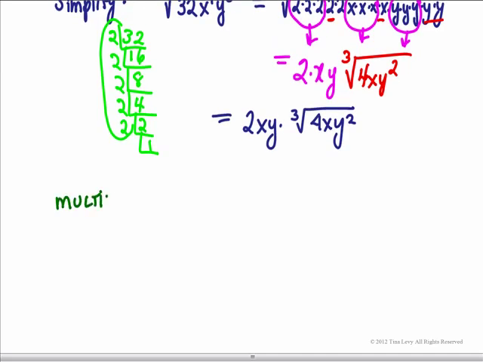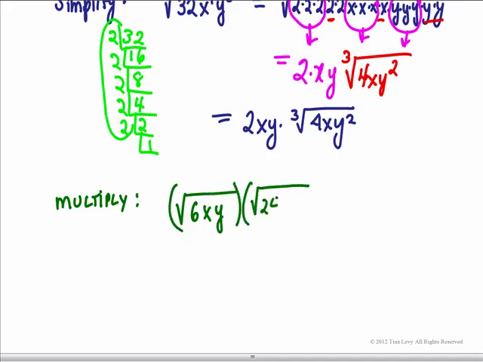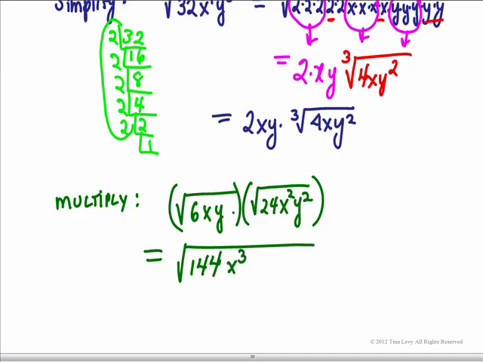So to start with, suppose I have you multiply the square root of 6xy times the square root of 24x squared y squared. So these are both in jail. You're multiplying what's under the radicals, and that gives us square root of 6 times 24 is 144. X times x squared is x cubed. Y times y squared is y cubed.